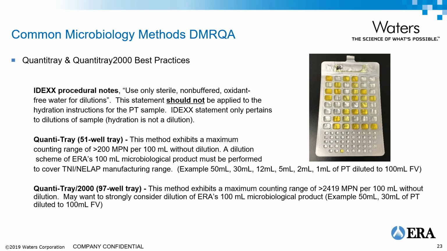Quantatray 2000, that's a 97 well. It goes up to 2419 with a 100 mil sample. But be aware, the confidence interval associated with that 2419 is fairly wide, meaning that if the sample is actually made at, say, 1800, you could potentially get a number that may max out that Quantatray. So you really don't want to get into that situation. So we would recommend that you do dilutions.